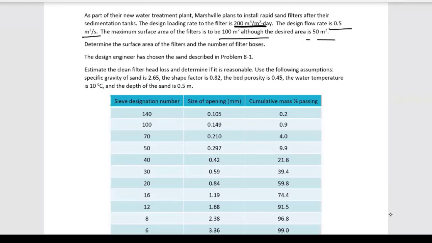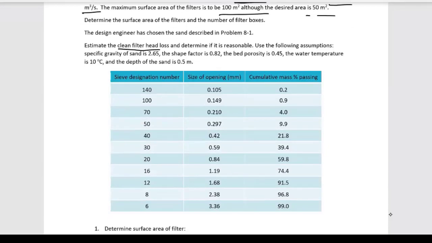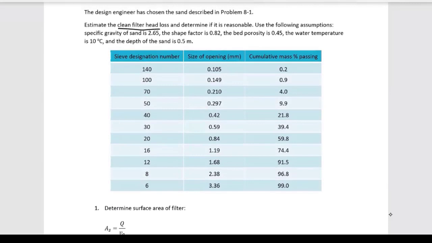And what we initially are looking to do is to calculate the clean filter bed head loss and determine if it's reasonable. We want that head loss less than 0.6 meters. We'll use the following assumptions. We have provided some data on the sand.